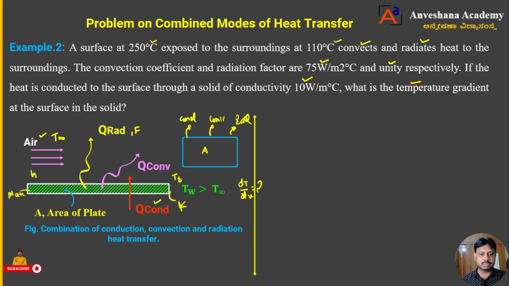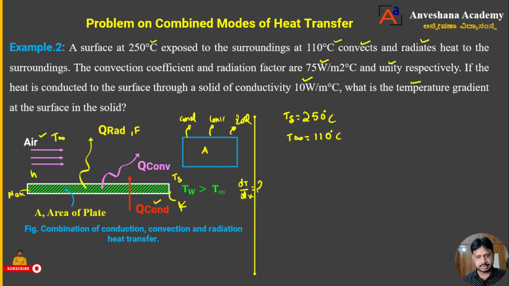Now I will try to list out the given data. What is the surface temperature of this plate? That is Ts, which I will mark here. Ts is equal to how much, dear students? That is 250 degrees Celsius. It is exposed to the surrounding, and the surrounding is nothing but air. The temperature of air I will mark here as T infinity, which is equal to 110 degrees Celsius.